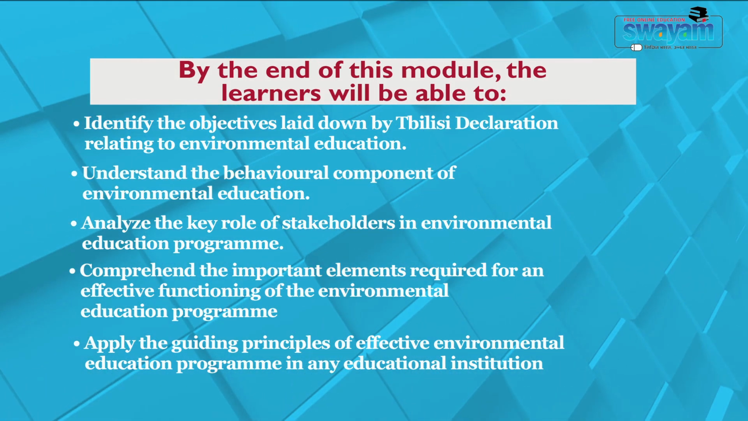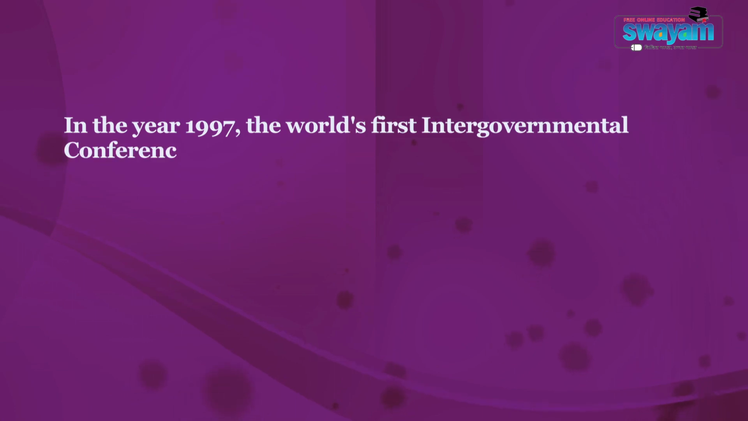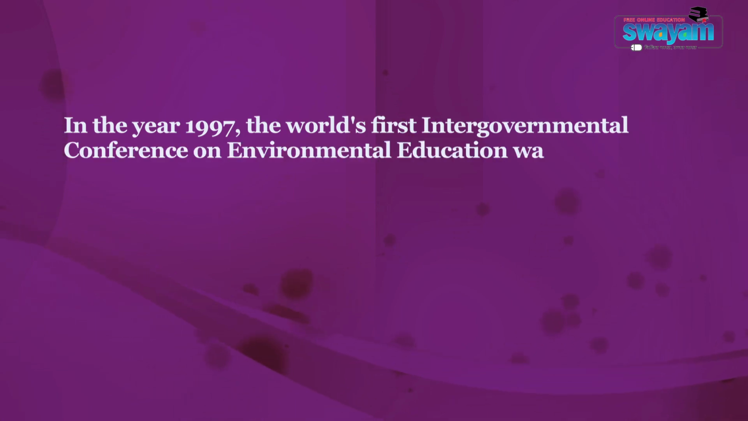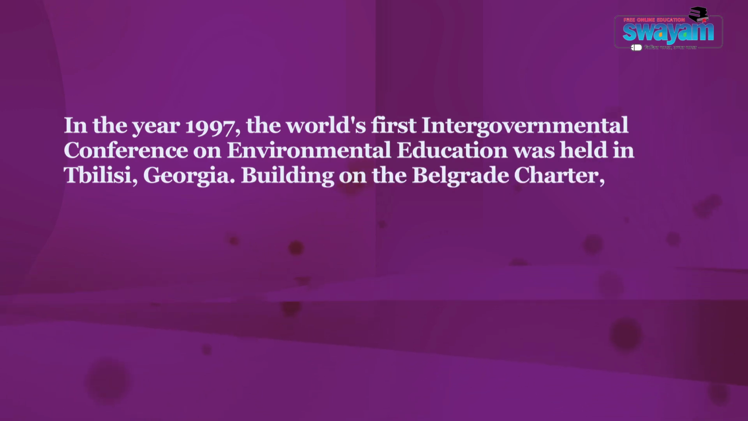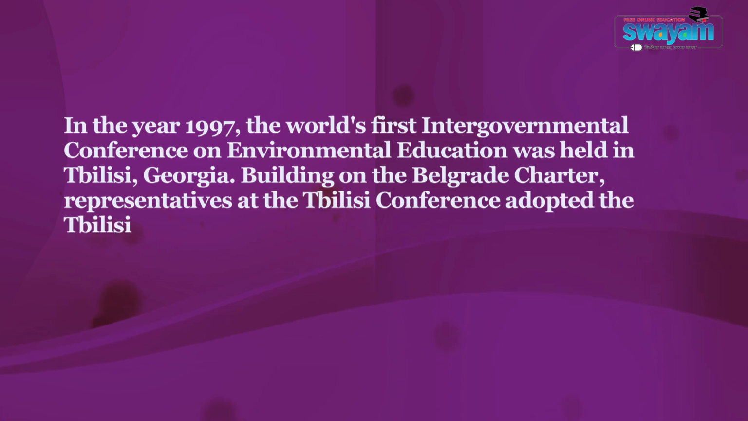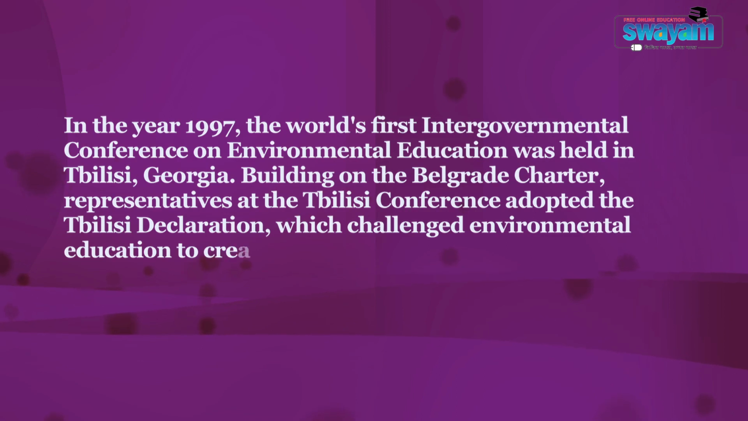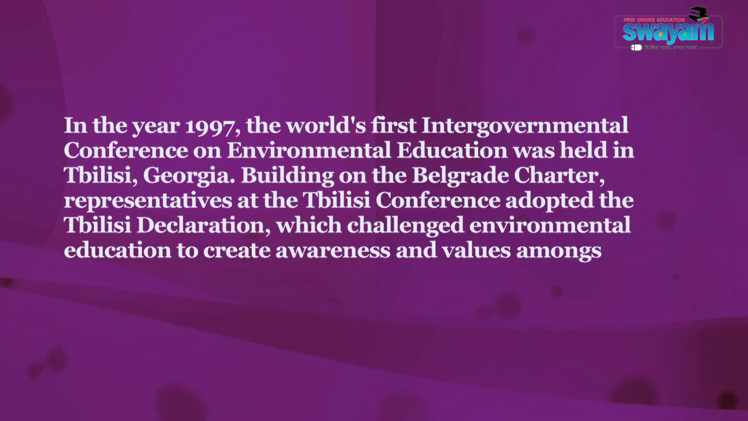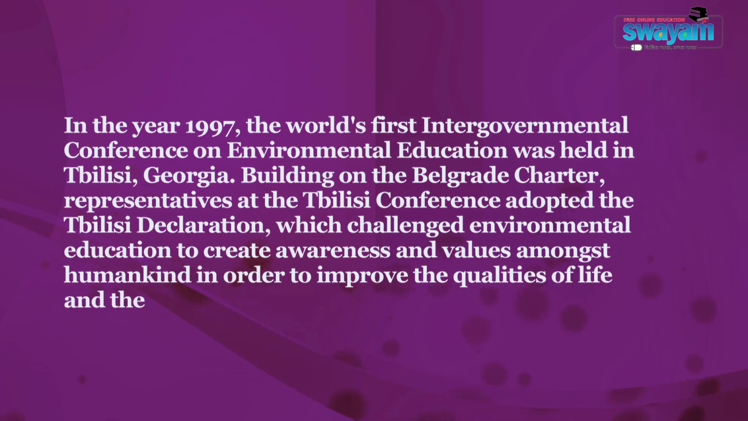To begin with, we have to look at the historical development. In the year 1977, the world's first intergovernmental conference on environmental education was held in Tbilisi, Georgia. Building on the Belgrade Charter, representatives at the Tbilisi conference adopted the Tbilisi Declaration, which challenged environmental education to create awareness and values amongst humankind in order to improve the quality of life and the environment.